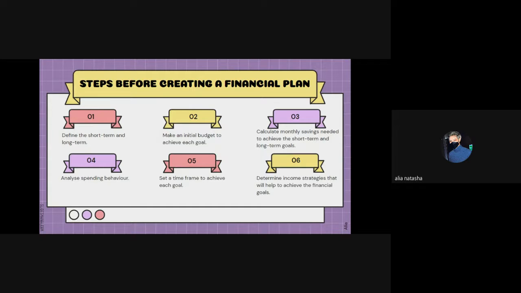So now we will look at 6 steps before creating a financial plan. The first step is we need to define the short-term goals and also the long-term goals. The second step is to make an initial budget to achieve each goal. The third step is we need to calculate our monthly saving needed to achieve the short-term and also long-term goals. The fourth is we need to analyze our spending behavior, either we spend a lot or we spend less. The fifth is to set a time frame to achieve each goal. And the last step is to determine income strategies that will help to achieve the financial goals. So I will pass this presentation to Ainu Mardia.